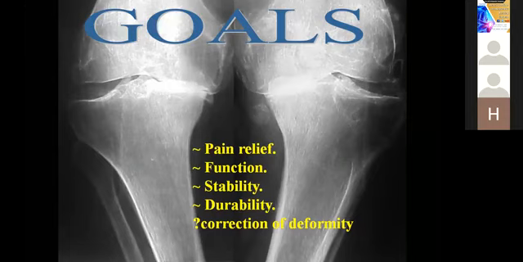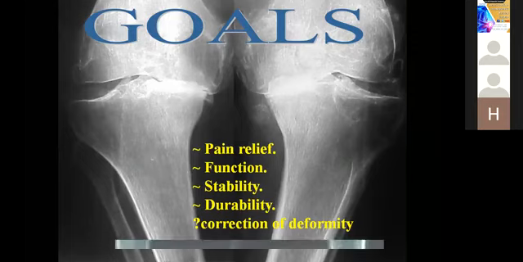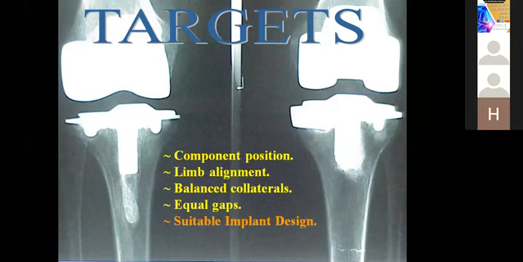We are aiming at pain relief, improving the function of the patient, attaining acceptable stability, putting a durable implant, and if possible, correction of the deformity as much as we can. Our targets: we have to put the components in good position, we have to respect the limb alignment, we have to get balanced collaterals, and we have to ensure equal gaps. Finally, the suitable implant design. The first 4 points are covered in the surgical technique, which is beyond the spectrum of this presentation.